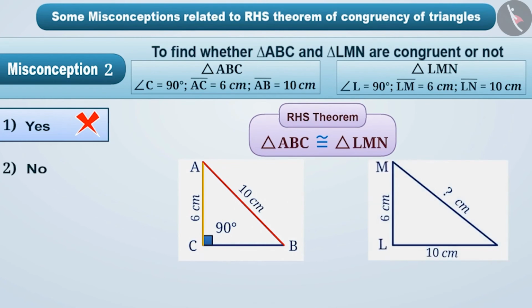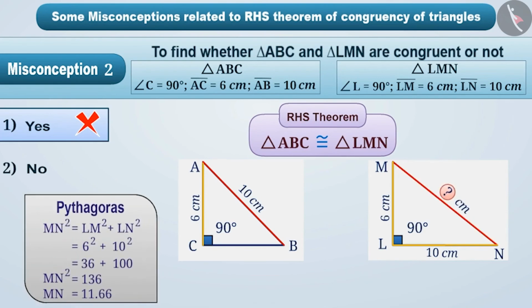Similarly, in triangle LMN, the right angle is formed at vertex L. So we can say that both LM and LN are the sides of triangle LMN and MN is the hypotenuse of this triangle. Here we do not know the measurement of the hypotenuse. We can find it with the help of the Pythagoras theorem. Find out how this is done yourself.